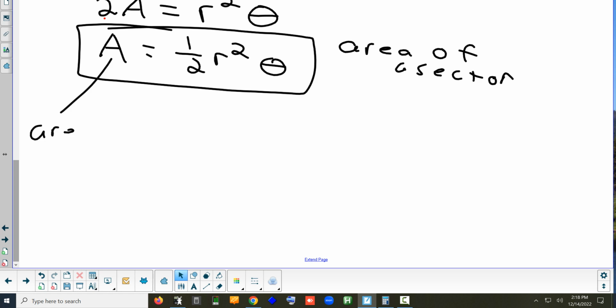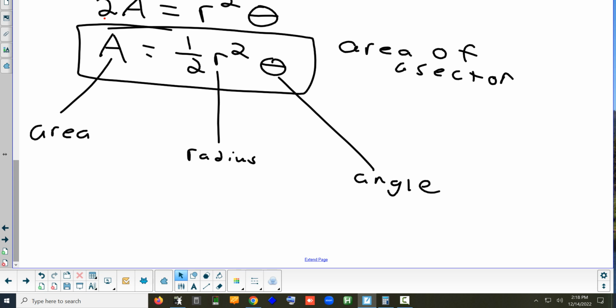Okay, so A is the area. What does R stand for? Radius. And theta, that represents an angle. And what do you think we have to make sure of about that angle if we use it in this formula? It's got to be in radians. Yep.